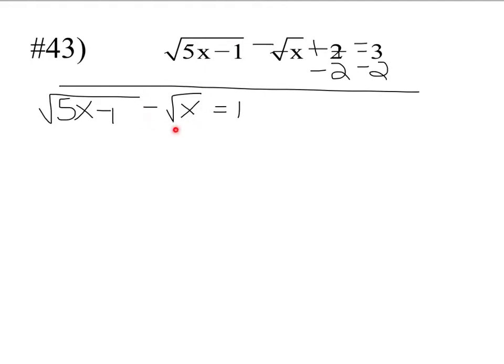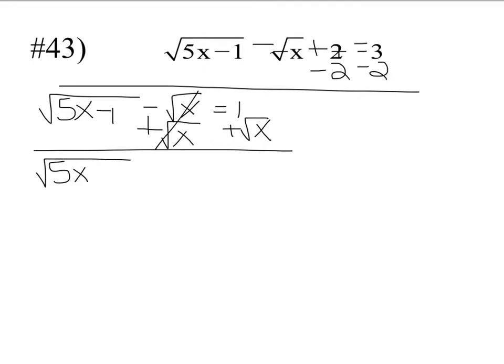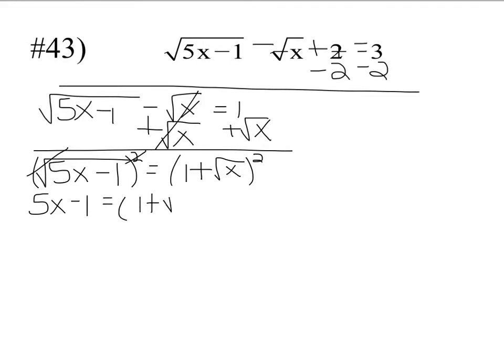Now I'm going to move this square root of x over to the other side so that this square root of 5x minus 1 is by itself. So I'm going to add square root of x to both sides, which leaves me the square root of 5x minus 1 is equal to 1 plus the square root of x. Now that I have my radical isolated, I can go ahead and square both sides. This square root and this square cancel, leaving me 5x minus 1 is equal to 1 plus the square root of x times 1 plus the square root of x.